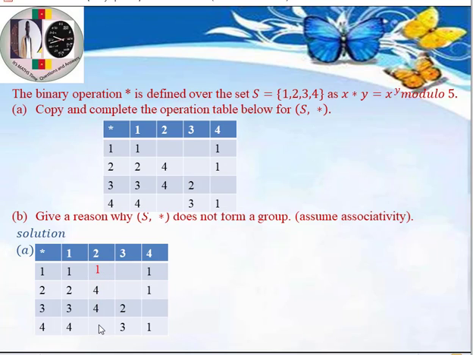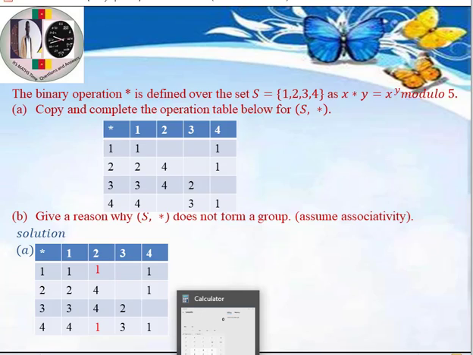The next entry is here. 4 power 2 is 4 times 4, which is 16. 16 divided by 5, modulo 5, is 3, remainder 1. So that entry there is 1 as well. But how do we get these remainders? Let me show you a small trick using a calculator.